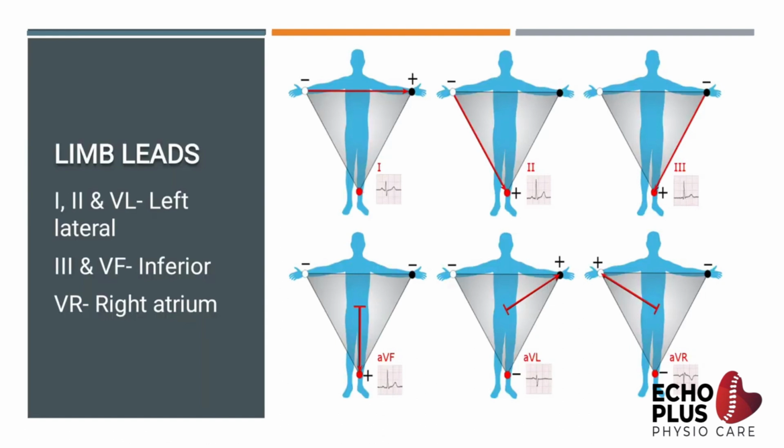Now, how many leads are there in total in an ECG? There are 12 leads, out of which 6 are limb leads and 6 are chest leads. Now, which areas are represented by these leads? Your lead 1 and aVL represent the left lateral area of the heart. Lead 3 and aVF represent the inferior aspect of your heart, and lead aVR represents the right atrium.